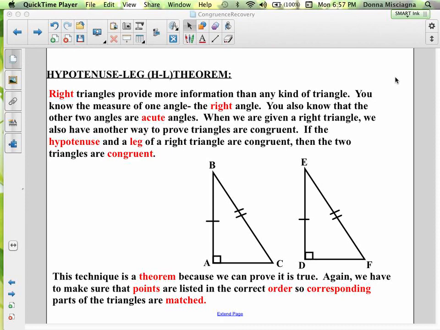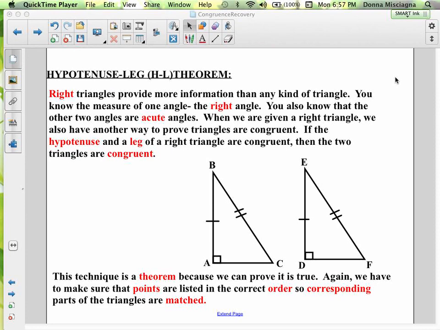If the hypotenuse and a leg of a right triangle are congruent, then the two triangles are congruent. This technique is a theorem because we can prove it is true. Again, we have to make sure the points are listed in the correct order so the corresponding parts of the triangle are matched. So this is our last triangle congruence postulate or theorem, our last way to prove triangles congruent, and that is hypotenuse leg.